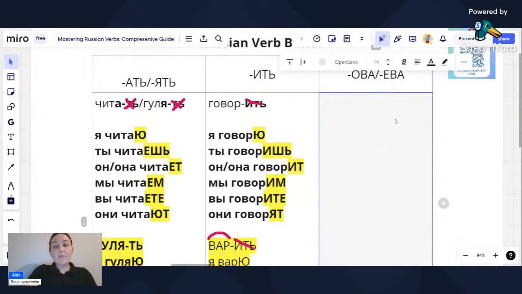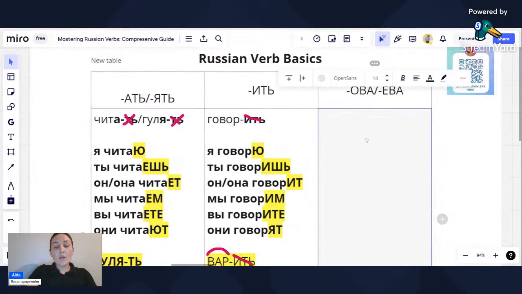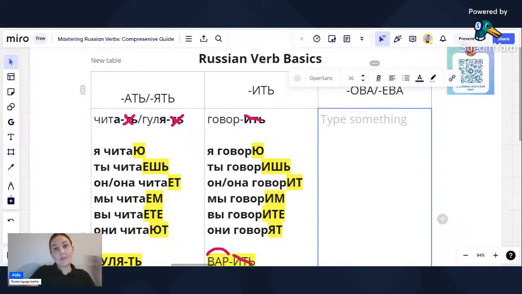And also one more important thing. Look, we have some verbs with suffixes ова or ева. In the beginning of our webinar, I told you that my favorite verb is путешествовать. Путешествовать, which means to travel. It's a long verb, so let's write it down. Путешествовать.